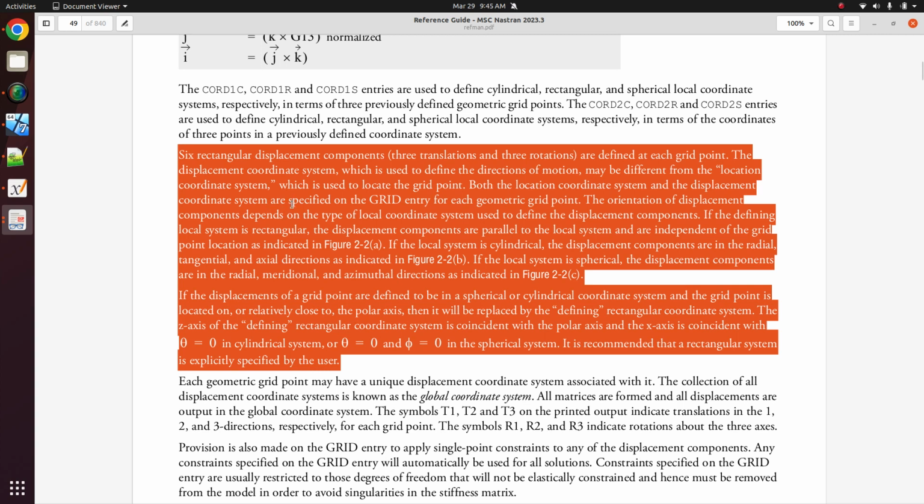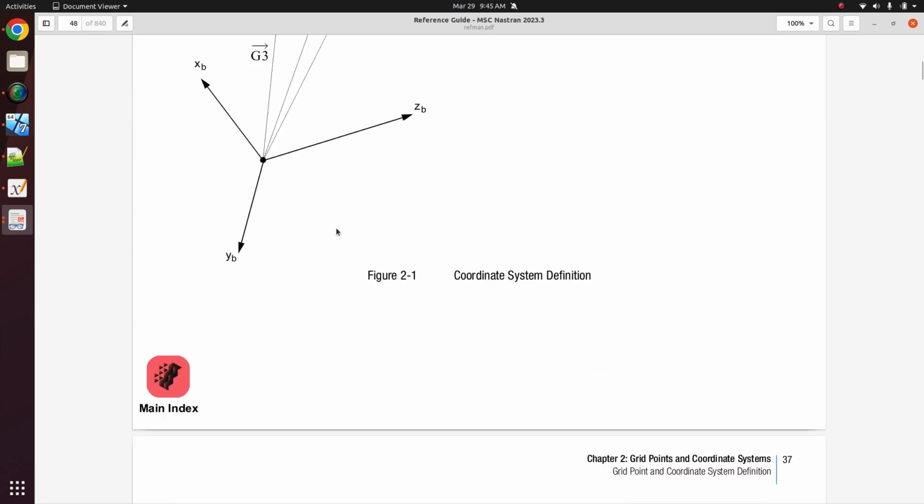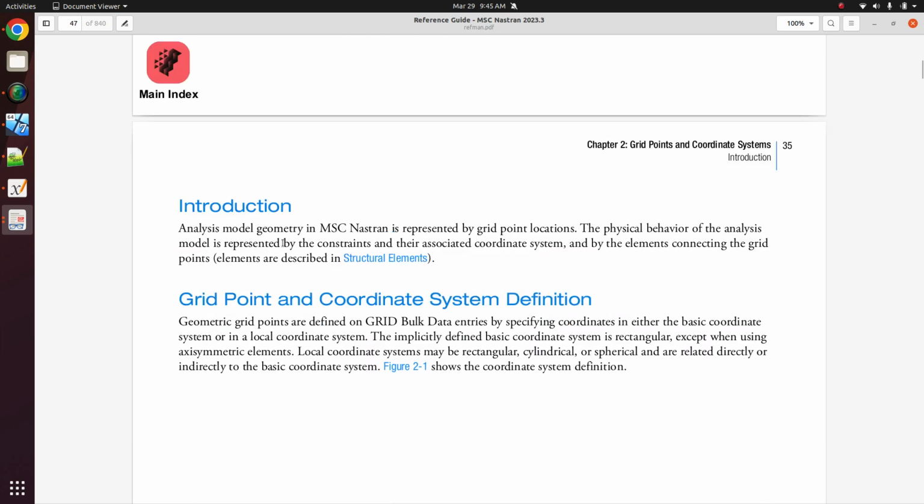So if you want to learn, or if you want to read where I'm getting this information, it's coming from these two paragraphs in the Nastran reference guide. And again, this is in chapter or section Grid Point and Coordinate System Definition, which happens to be in chapter 2, Grid Points and Coordinate Systems.